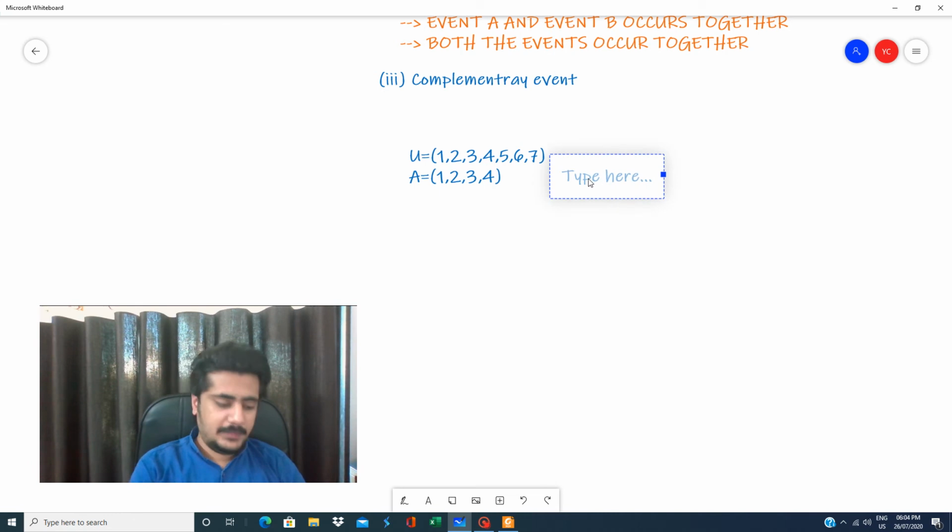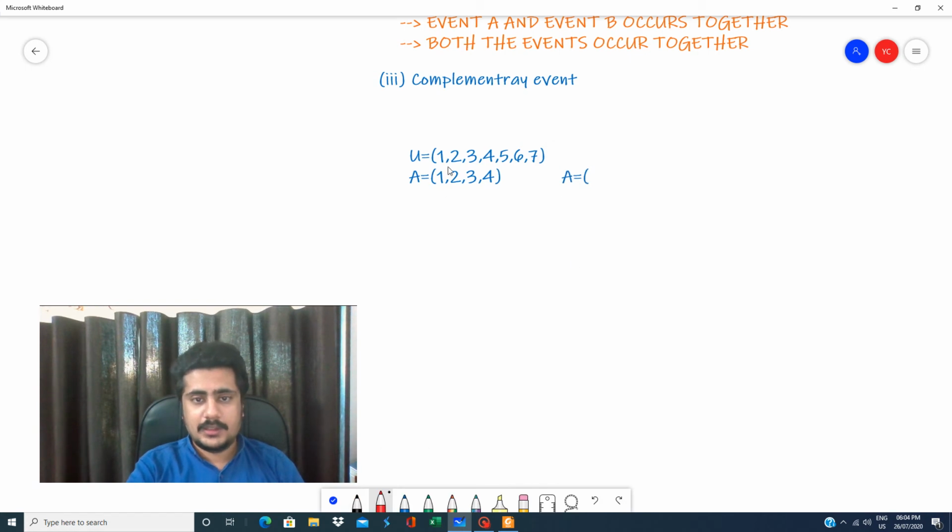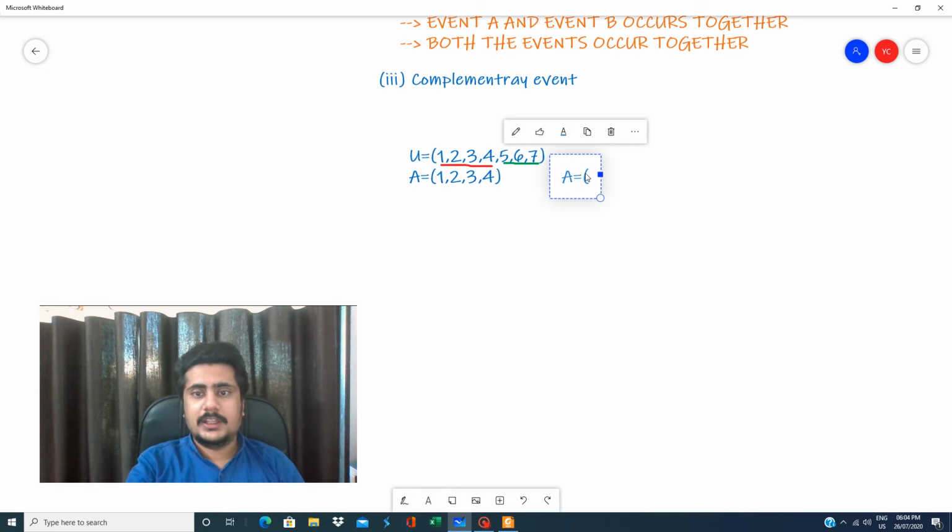You can say that the elements present in sample space other than event A. What I'm trying to say is, for example, in sample space, these 4 digits 1, 2, 3, 4 are present in A. Now, what are the digits other than 1, 2, 3, 4? 5, 6, 7.